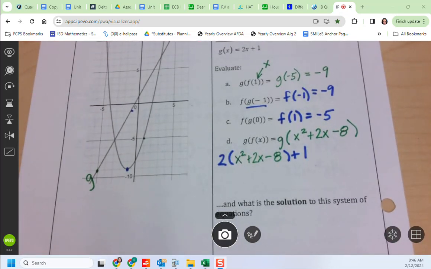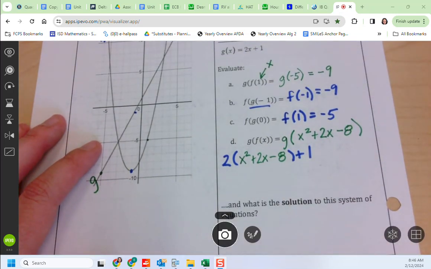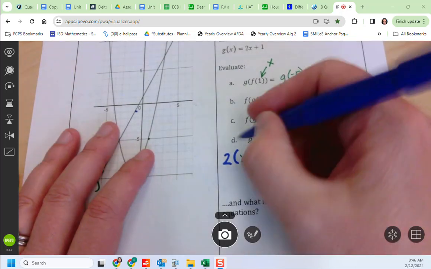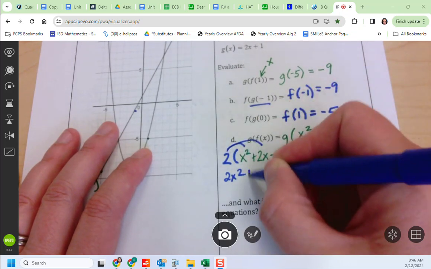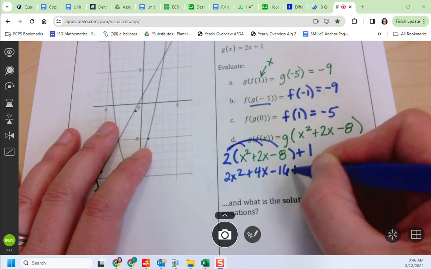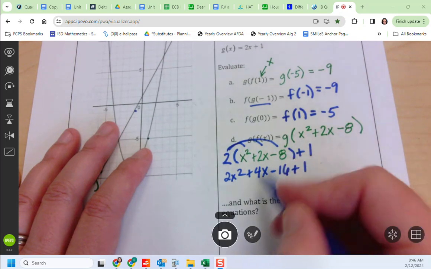All right, so my outside function was g, and I wrote out function g, but leaving parentheses instead of the x. My inside function is f, and so all of function f went inside of function g. Now distribute and then combine like terms. All right, distribute: 2x squared plus 4x minus 16 plus 1, and then combine these like terms here.